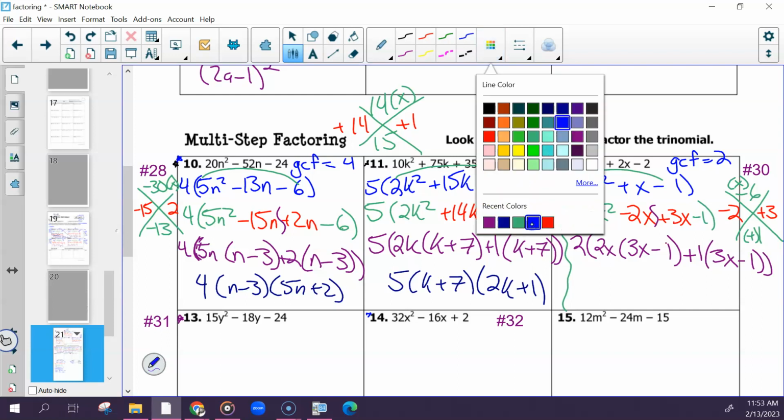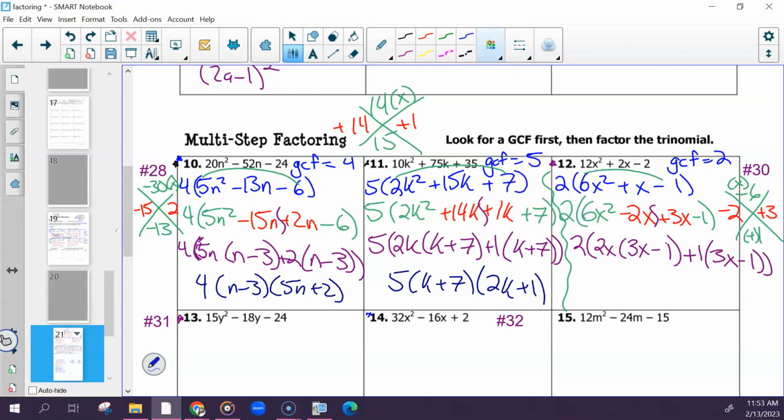So what would our final answer look like? 2, 3x minus 1, and 2x plus 1. And then the 2 in the front.